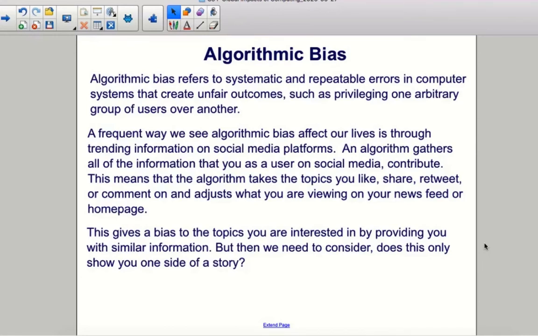An algorithm gathers all of the information that you, as a user on social media, contribute. This means that the algorithm takes the topics you like, share, retweet, or comment on, and adjusts what you are viewing on your newsfeed or homepage. This gives a bias to the topics you are interested in by providing you with similar information. But then we need to consider, does this only show you one side of a story?